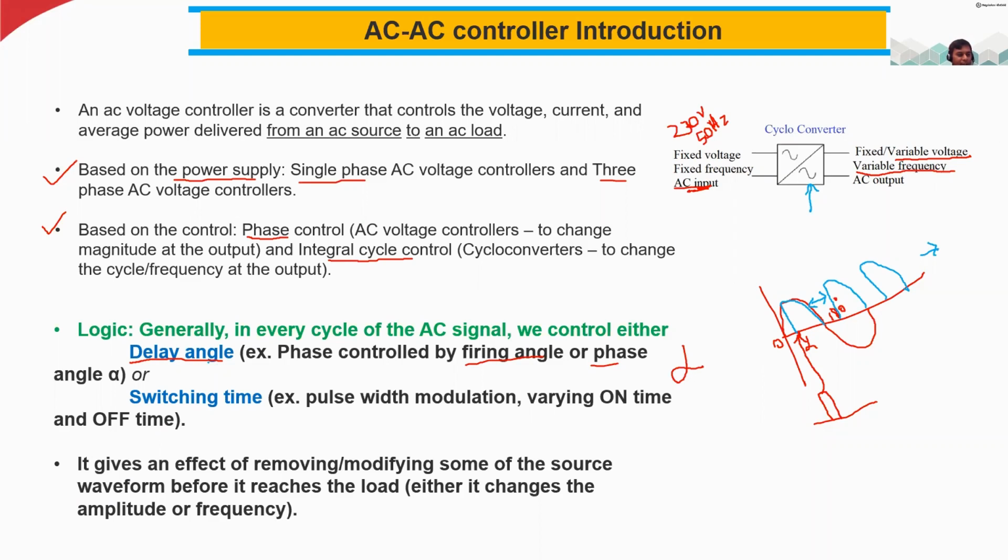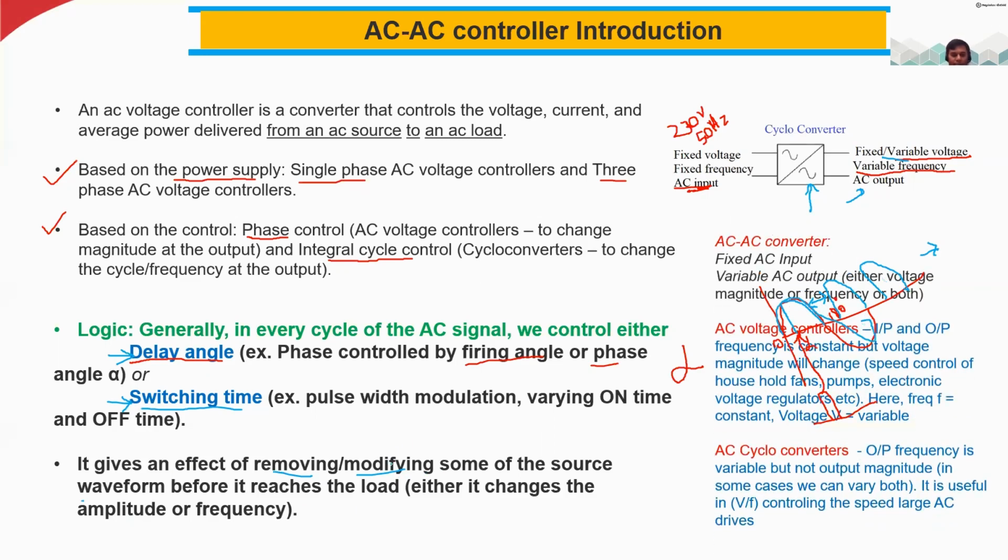Okay, so by changing the delay angle or switching time, you can change the output amplitude or output frequency. Here we want only AC instead of DC. That is why we call this an AC to AC controller. So it gives an effect of removing or modifying. By touching these two parameters, we are removing or modifying some of the source waveform, because this is the source waveform, the original waveform, the red color. We are modifying that by changing the delay angle and switching time before it reaches the load. So this is the logic.